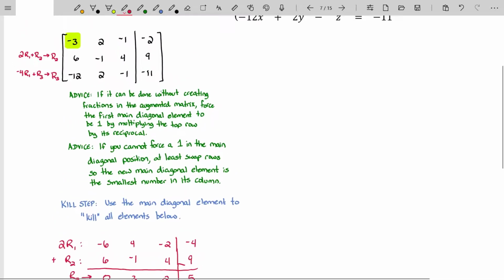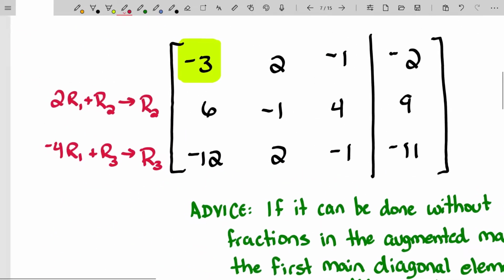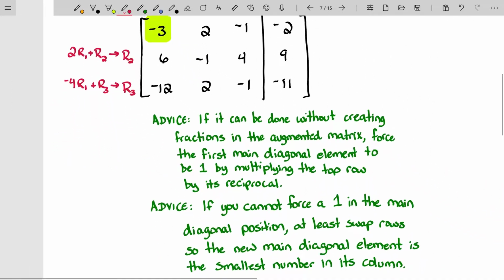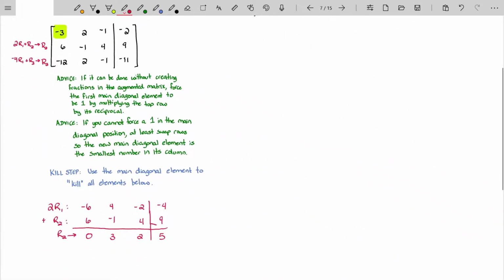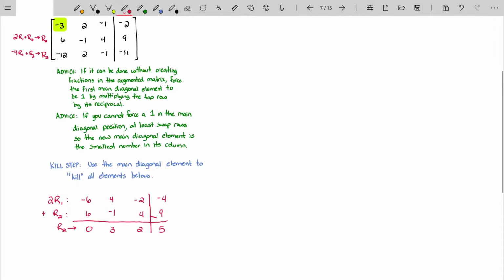Okay. And then row 3, I'm going to take -4 row 1 and add it to row 3 to become the new row 3. So let me write that down here. I'm going to go ahead and say -4 row 1. Well, -4 times row 1 is 12. -4 times 2 is -8. -4 times -1 is +4. And we have an augmented with -4 times -2 is 8.